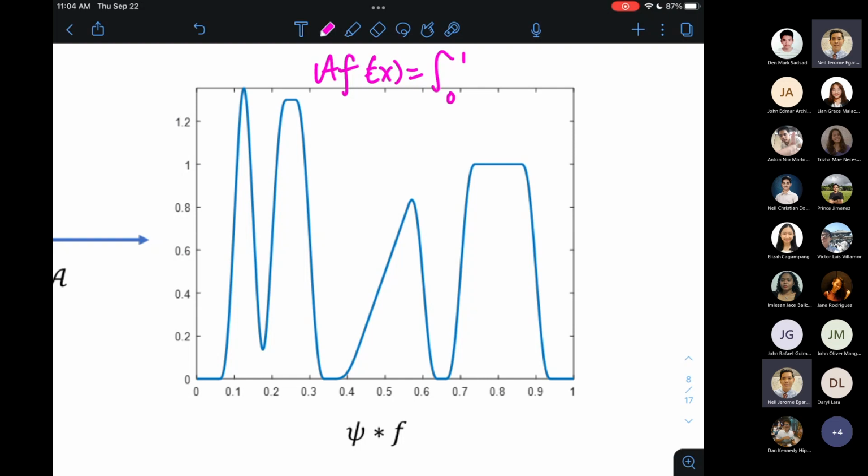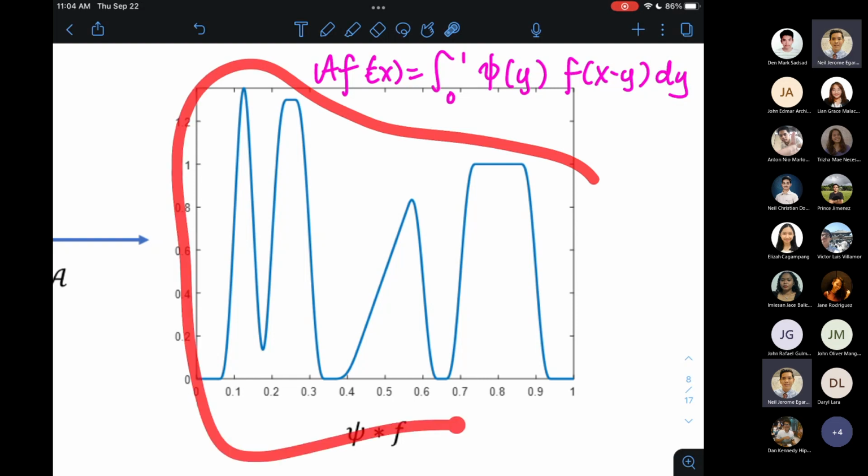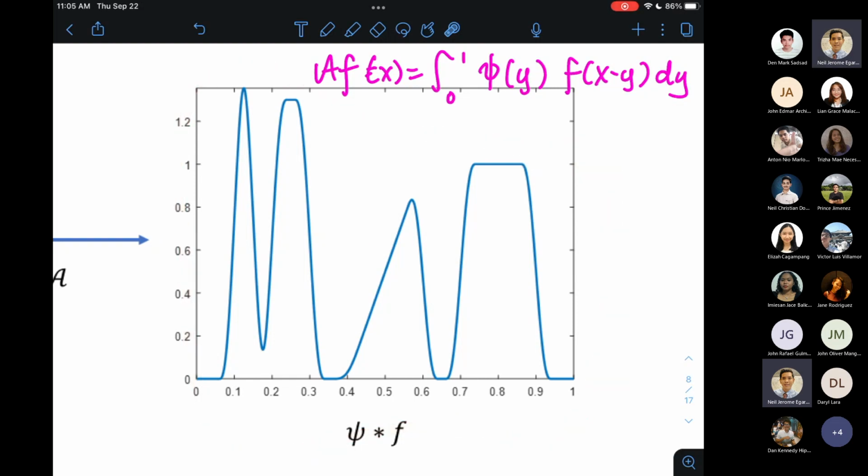I don't care what happens outside of this interval kasi paulit-ulit lang naman yung magiging value nung convolution on an interval of unit 1. Tapos this would be psi of y, f of x minus y dy. Right? Though mahirap siyang gawin by hand, so ginamit ko si MATLAB para compute symbolically itong integral to. I'll show you the MATLAB code next meeting. But after performing this, I got the image under the convolution operator.